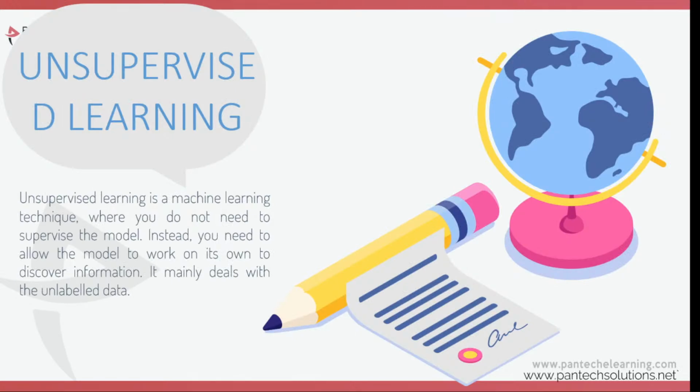Fine. Moving on to the next approach, that is unsupervised learning. What is unsupervised in simple terms? Unsupervised learning is a machine learning technique where you do not need to supervise the model. Instead, you allow the model to work on its own to discover the information. It mainly deals with unlabeled data, unstructured data.